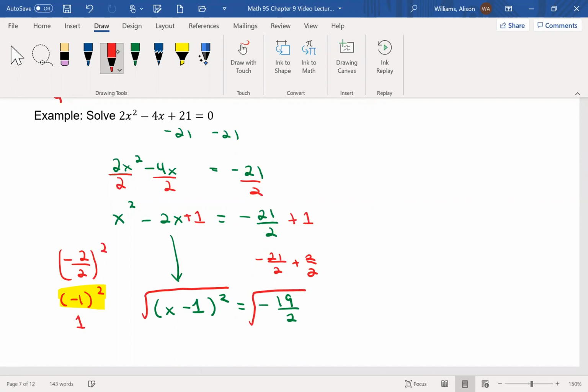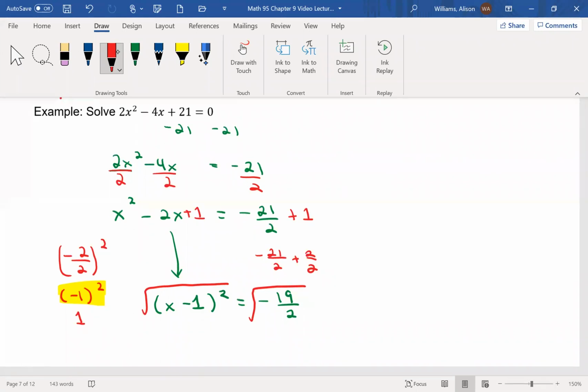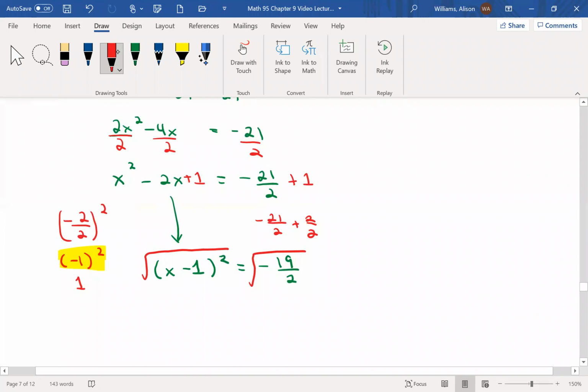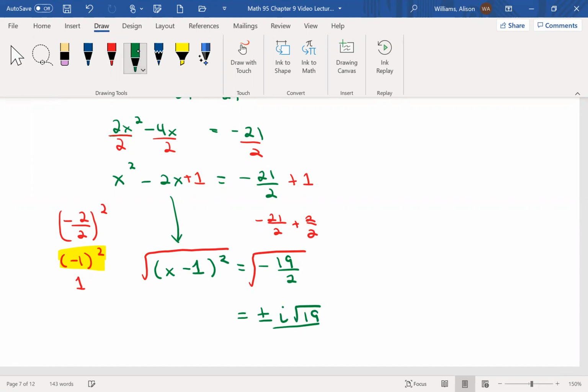And here's where we have a difference finally. I have a square root of a negative number. And it's probably been a while, but a negative under the radical is an imaginary number. We call that i. So whenever we have a negative under the radical, we're going to actually rewrite that plus or minus i radical 19, and then I'm going to break it up 2 over radical 2. But on the left side, I just have x minus 1.